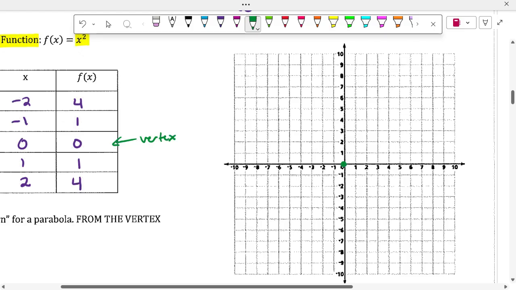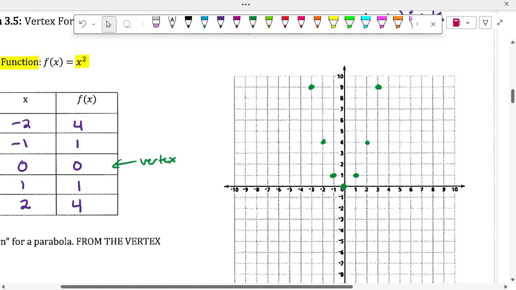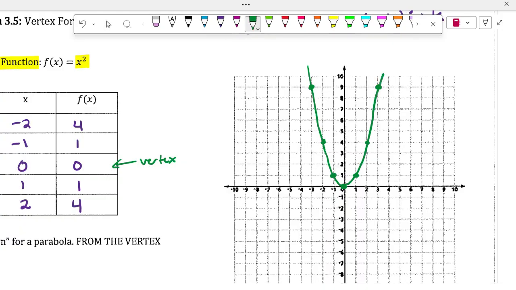So 0, 0 is my vertex. I got 1, and negative 1, 1's its buddy. 2, 4, negative 2, 4 is its buddy. And just for funsies, let's actually extend this a little bit. If I picked x equals 3, what would the y value be? 9. So 3, 9. So its buddy would be at negative 3. So this is what my graph would look like, because 3 squared is 9.